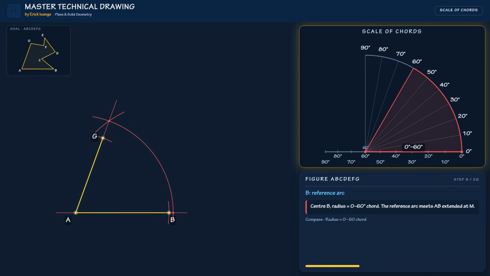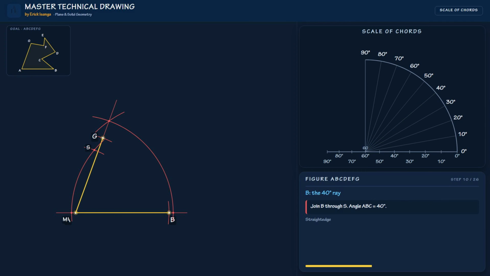At point B, swing the reference arc again. Center B, radius the 0 to 60 degree chord. Transfer the 0 to 40 degree chord, and cut the arc. This sets out the given angle of 40 degrees at B. Join B through that point. The angle ABC is 40 degrees.